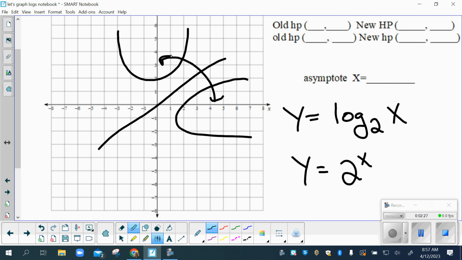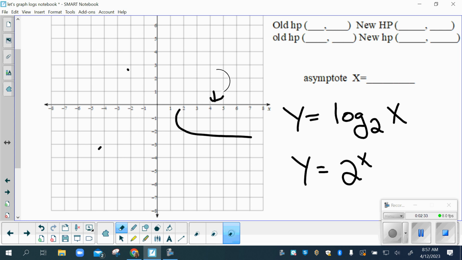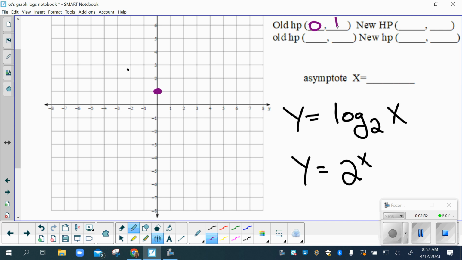So here we go. I'm going to do this first one, and you're going to watch me and be like, oh my God, that's totally not bad. I'm going to start with the guy that I know. The guy that I know always started at 0, 1, which is my old helping point, and then he would go over 1, up 2. If I wanted to draw this in, he would kind of look like this. Everything's good. So now I'm going to flip him over this line.